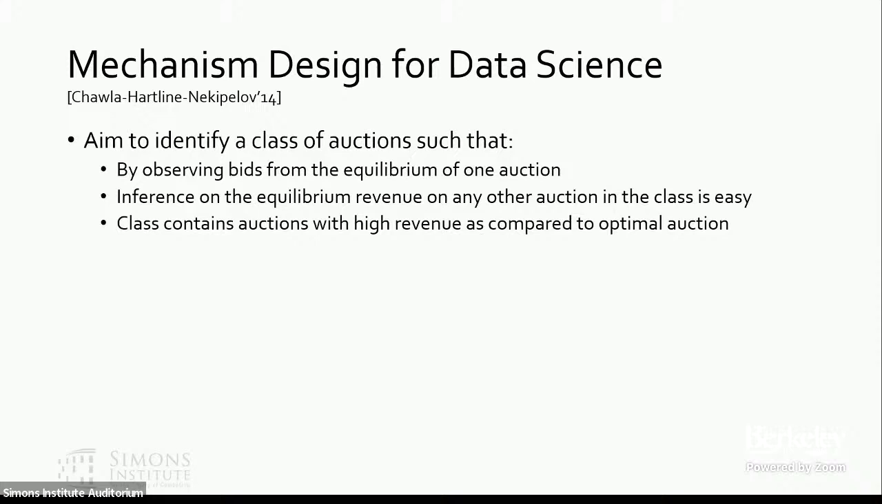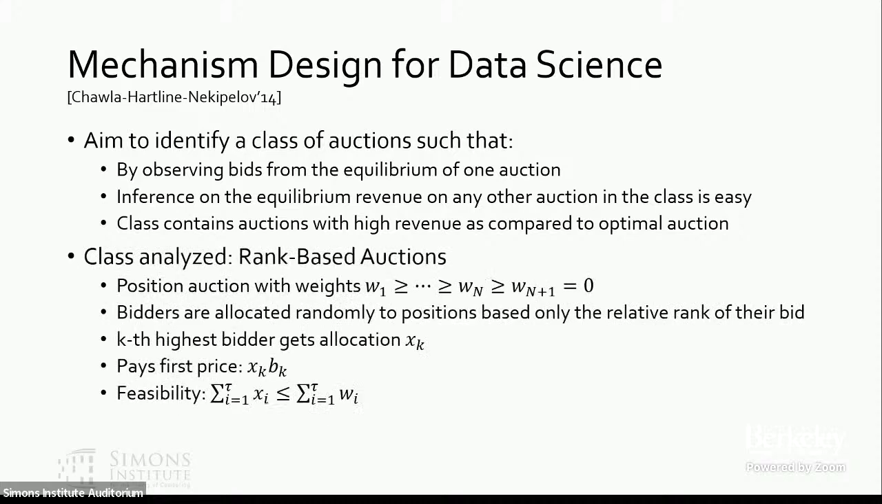So the first paper aimed to identify a class of auctions such that by observing bids from the equilibrium of one auction, you can infer the equilibrium revenue of any other auction in the class at a fast estimation rate. And such that the class of auctions that we consider contains auctions with high revenue always, for any distribution of values, compared to the optimal auction that we could have run even outside of the class.